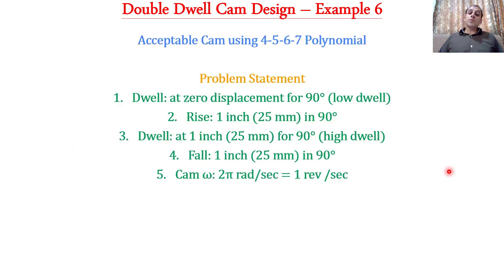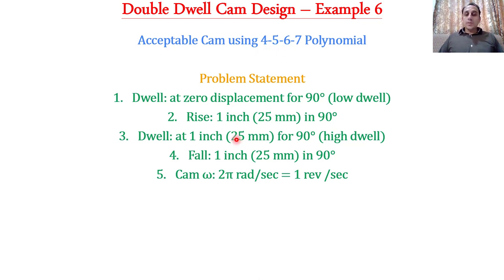So now we will do the same numerical using the 4-5-6-7 polynomial. So what is this 4-5-6-7 polynomial? In this also, coefficients 0, 1, 2, 3 will have values of 0, whereas coefficients 4, 5, 6, 7 will have non-zero values.